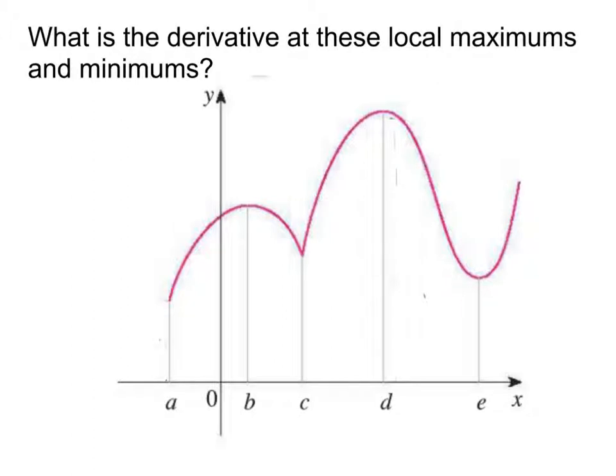Now continue with some of these ideas here. You've seen this graph earlier, but earlier I asked a different question. This time, what is the derivative at each of these maximums and minimums, please? So take a moment, look over the graph, and figure out what is the derivative at the local maximums and the local minimums.